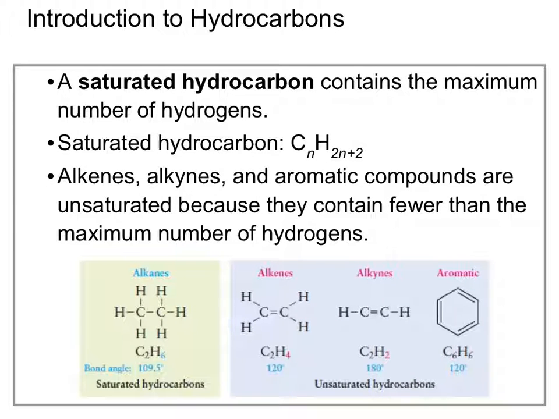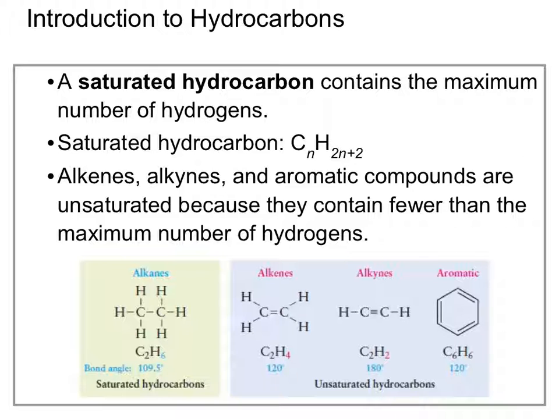A saturated hydrocarbon is one that contains the maximum number of hydrogens for the number of carbon atoms it has. The formula for a saturated hydrocarbon is C subscript N, which stands for just the number of carbon atoms that we have, and then hydrogen, 2N plus 2. In other words, take the number of carbon atoms that we have, multiply by 2, and add 2, and that will be the formula of a saturated hydrocarbon.